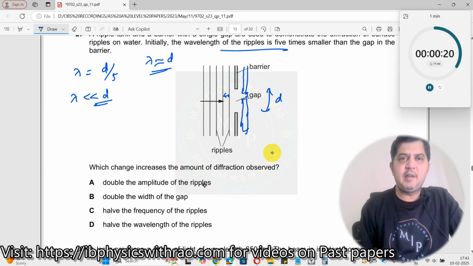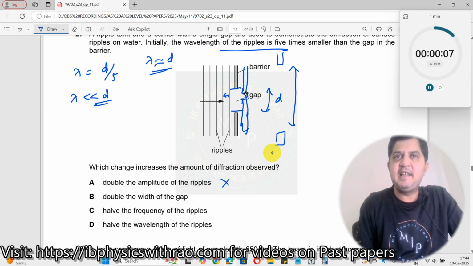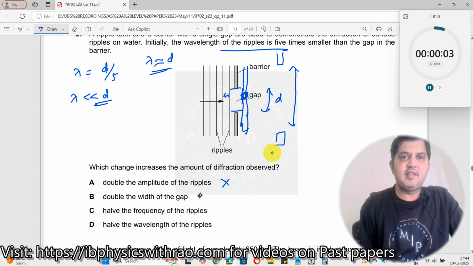Double the amplitude of the ripples. No, this is not the right answer. Double the width of the gap. Already the gap is this much larger. If I double the width, then what will happen? The gap will look like this over here. Okay, this will be the gap. But I don't need this. I need this as my gap. This should be my gap, right? So therefore, this is also not the right answer.